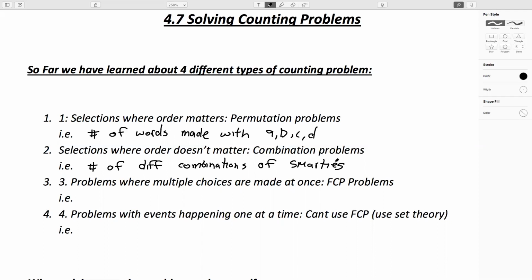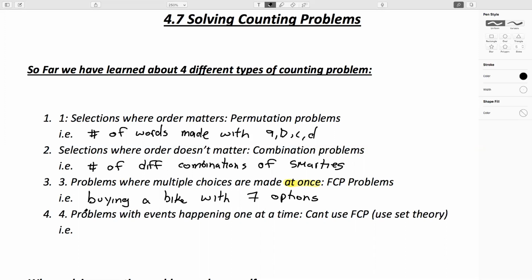Type 3 would be problems where multiple choices are made at once, and these are going to be fundamental counting problems. The key to this one, and I'm going to highlight it, is "at once", because they have to be happening simultaneously. An example of this would be buying a bike with 7 different options. So you have to think about how many different handlebar combinations do you have? How many different pedals do you have? How many different tires do you have?